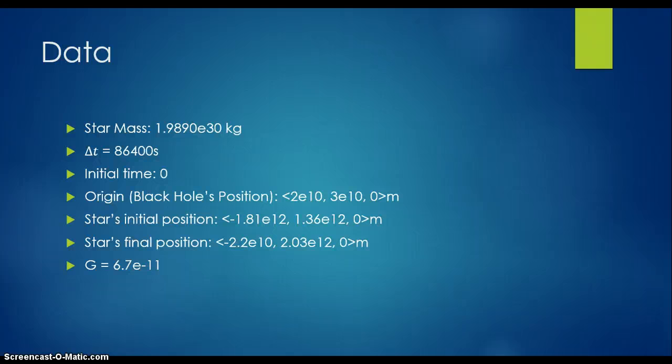Now here's the data. The star mass was 1.9890 times 10 to the 30 kilograms, and those are the initial time, the black hole's position, the star's initial position, and other important information.